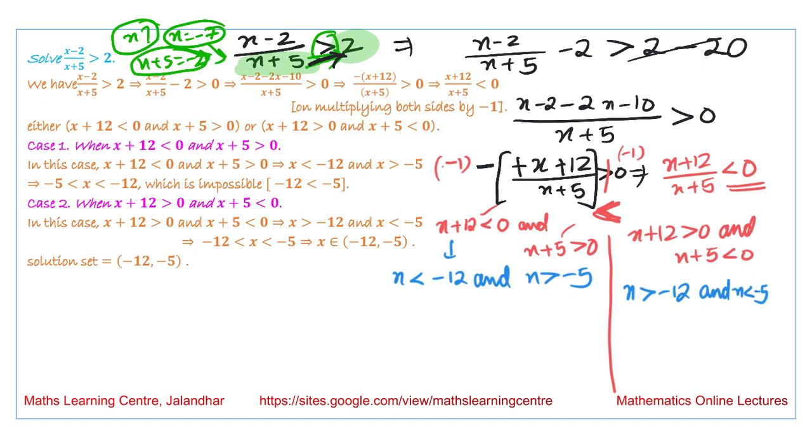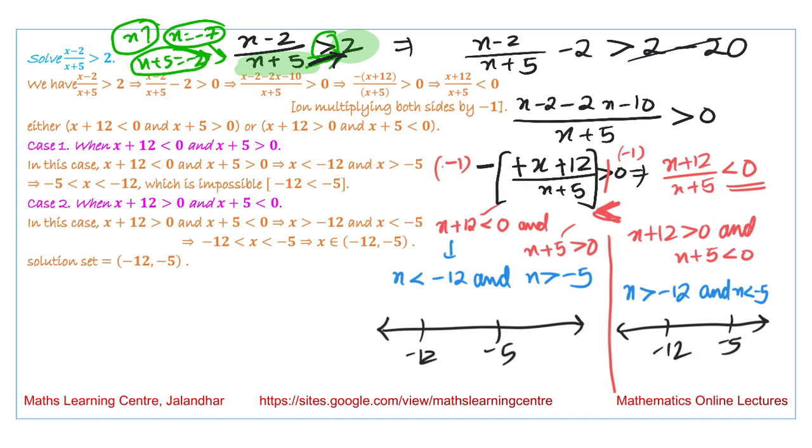If we plot these on the number line, we have minus 5 and minus 12. So we have x is less than minus 12 and x is greater than minus 5, and these two points are not included. We are saying minus 5 and minus 12 are not included. It is 'and' in between these two, which means we are interested in the common region. There is no common region over here.